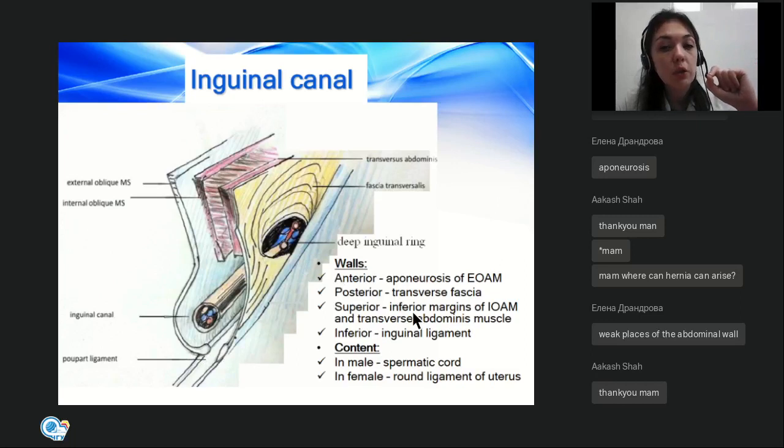The superior wall of the inguinal canal is formed by the inferior margins of the internal oblique abdominis muscle and the transverse abdominis muscle. Posteriorly it is the transverse fascia. The content of the inguinal canal in males is the spermatic cord, and in females, it is the round ligament of the uterus. So the inguinal canal is also a weak place of the abdomen. Inguinal hernias are very common, especially in males, because the thickness or diameter of the spermatic cord is larger than the diameter of the round ligament of the uterus. We have to know it.